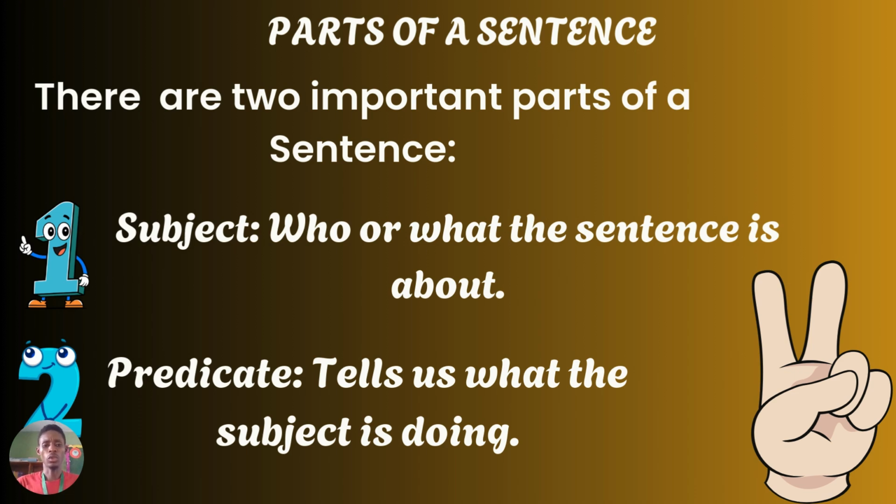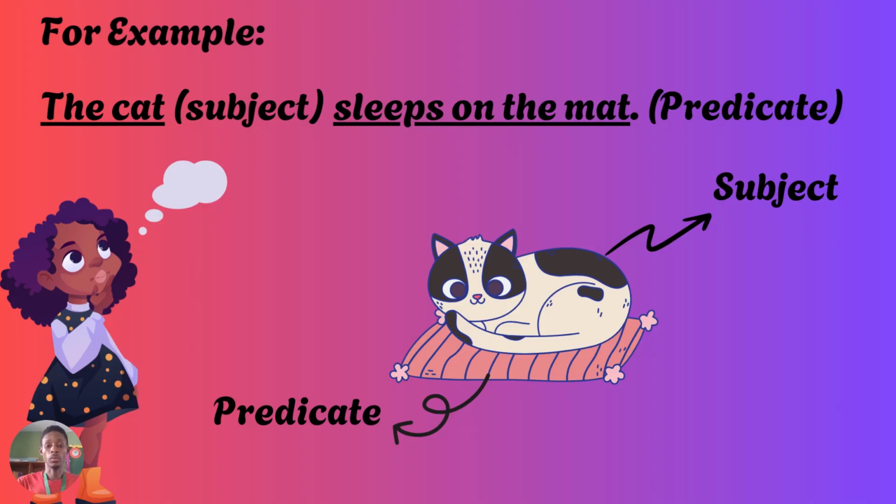Now, moving forward to the predicate: it tells us what the subject is doing. We can say this is the verb, which is the action word, or the doing word, just as our primary school definition would tell us. The predicate tells us what the subject is actually doing. Let's look at an example: the cat sleeps on the mat.